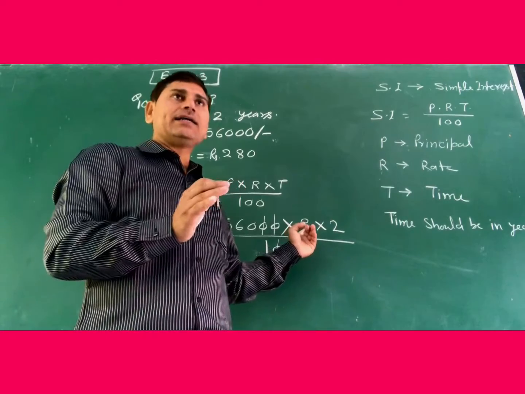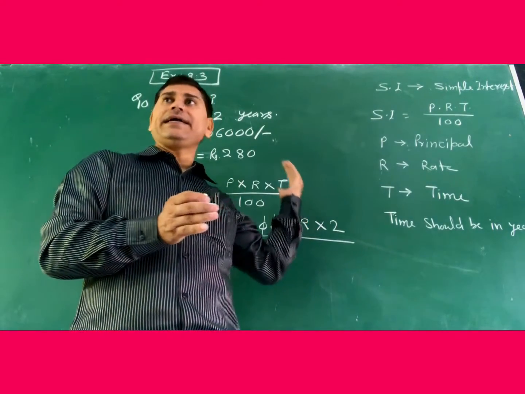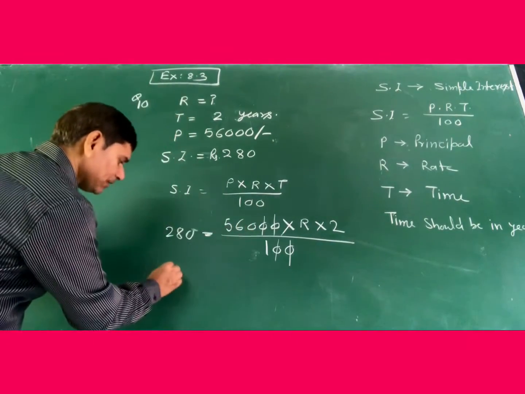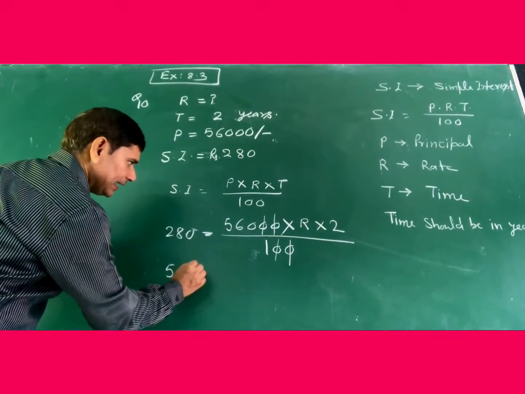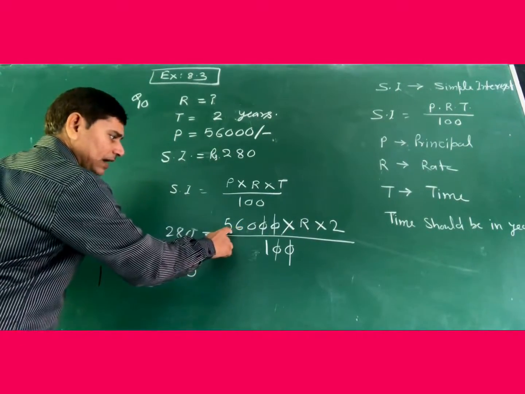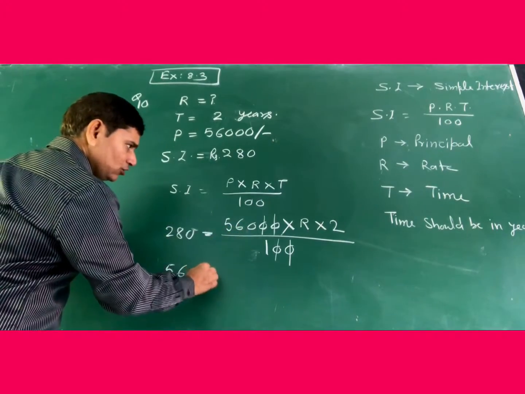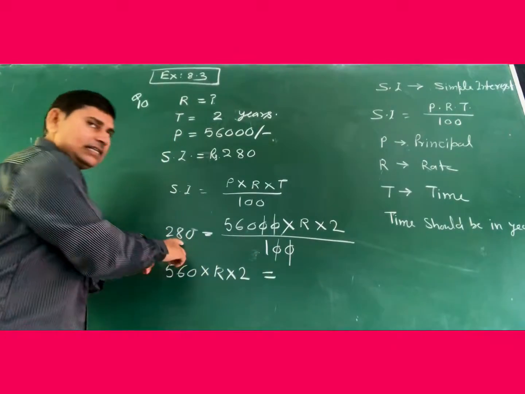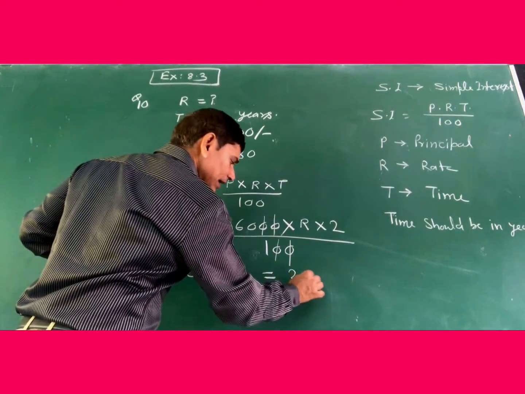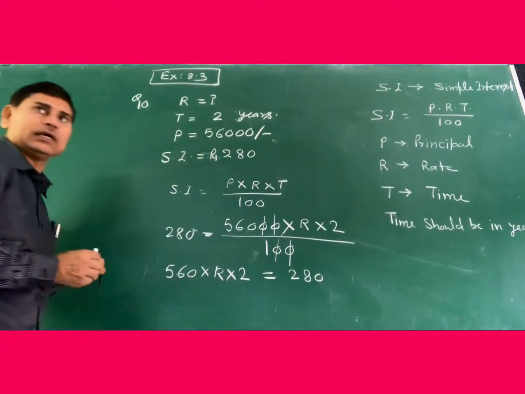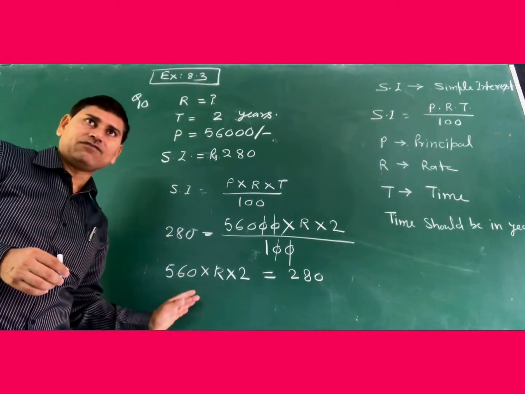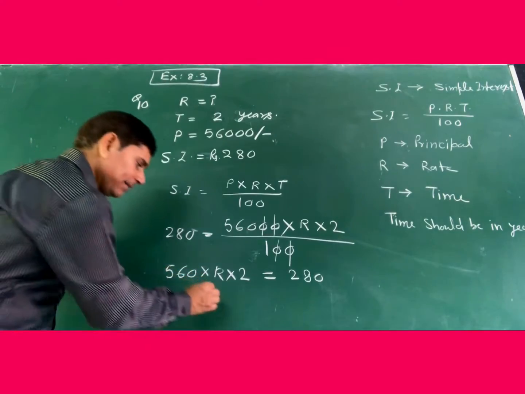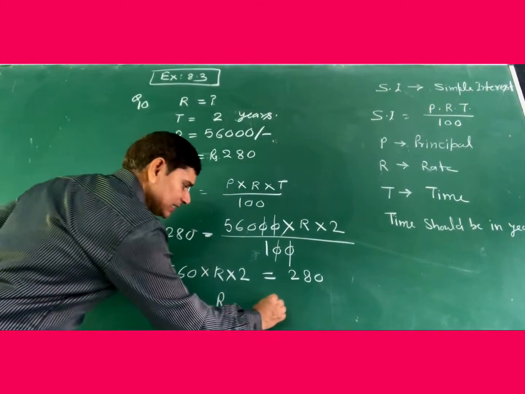R is required, so these things you will write on the left side without transposing. So you can write 56 and 10, that is 560 into R into 2 only, equal to 280. Very good. Now transpose one by one all things to the right hand side. Only you write the left hand side required thing, that is R.